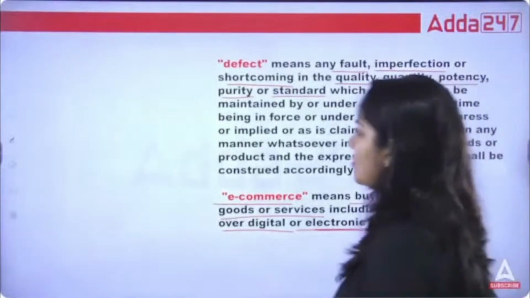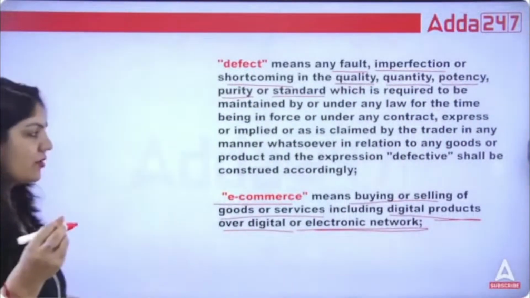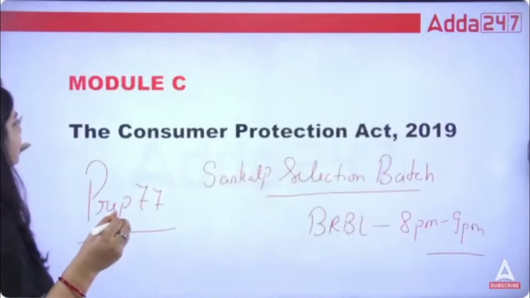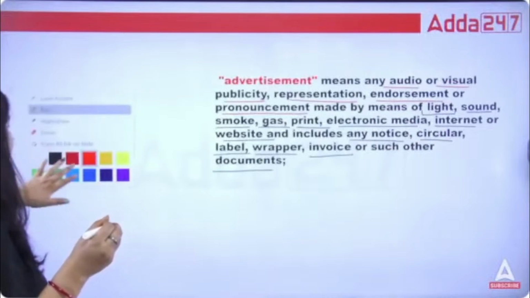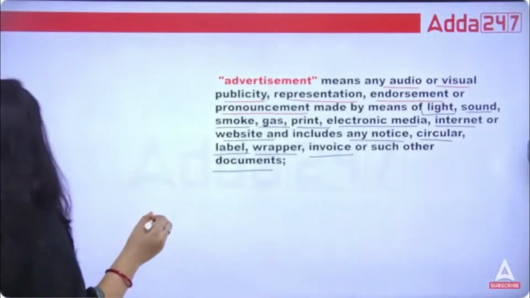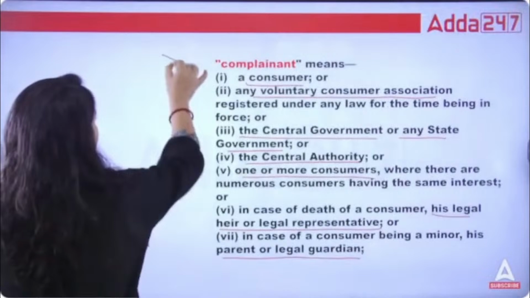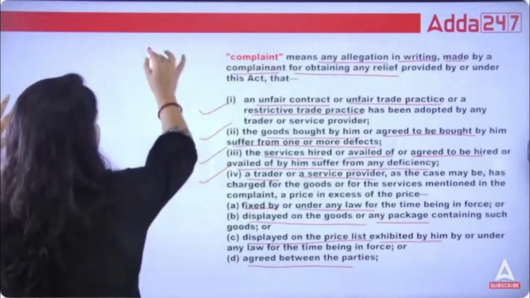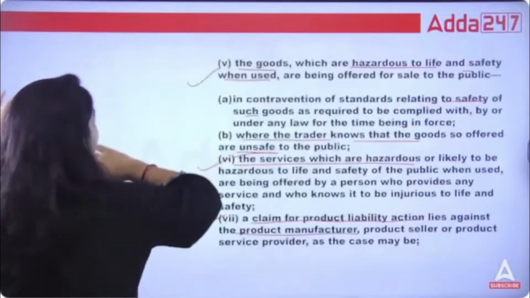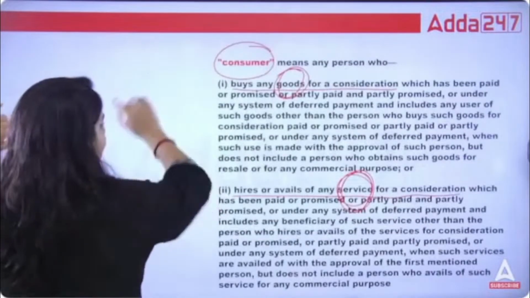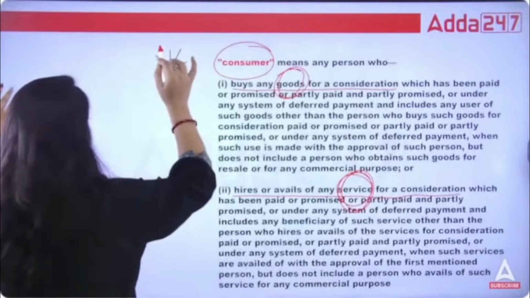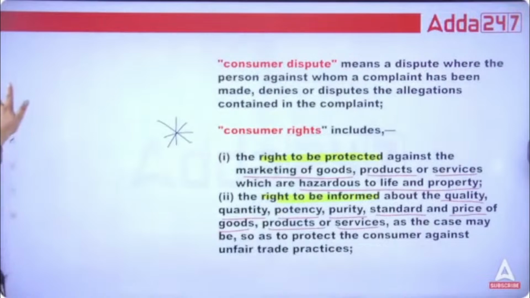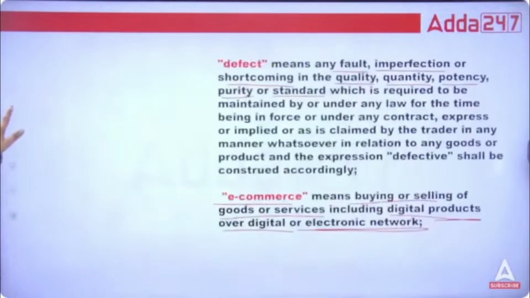So defect, e-commerce. If I tell you what are the important points: advertisement is not important. Complainant definition is important. Complaint is important. Consumer definition is important. Consumer right is important. These are the important terms that you have to learn.